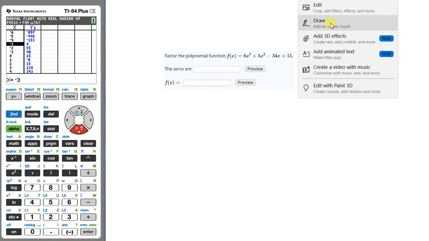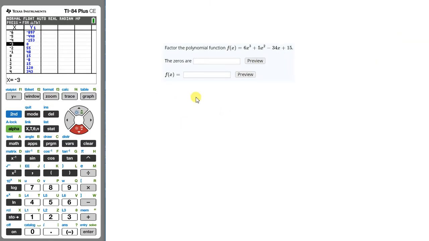And let's go ahead and divide in. Okay, so I'm going to take x plus 3 and divide it into the polynomial 6x cubed, I'm sorry, plus 5x squared, minus 34x plus 15.